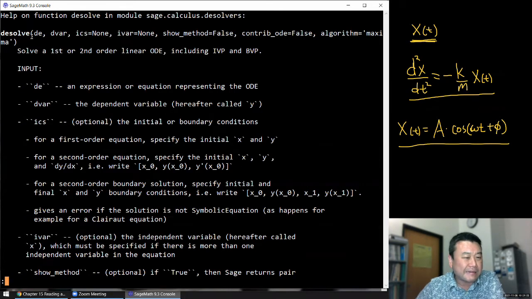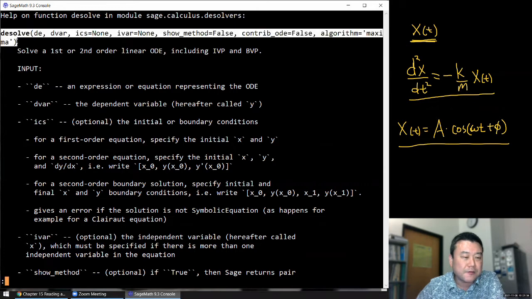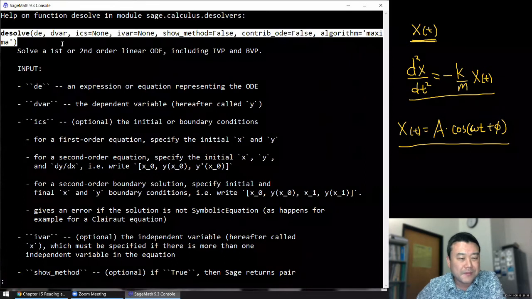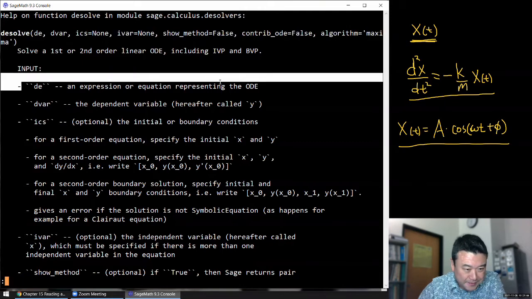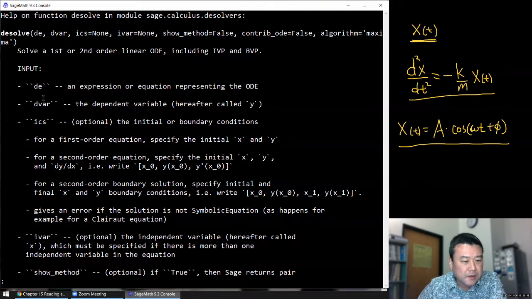What it's saying is de. I guess that's the differential equation. Is dvar the differential equation variable? I don't know. Sometimes functions are simple enough that when you look at the function and its parameters, it makes sense. Desolve is complicated enough, even with this. Oh, dependent. So dvar here would be x. t is my independent variable, x is the dependent variable.